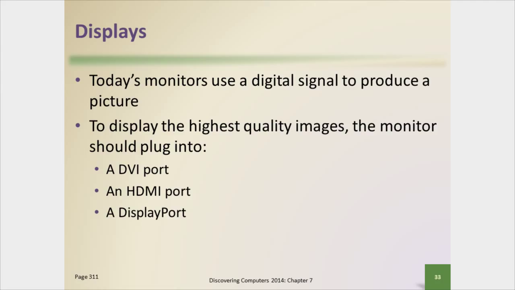Today's monitors use a digital signal to produce a picture, so we're moving away from things like VGA inputs and outputs, I should say, to things like DVI ports and HDMI ports and display ports. My personal favorite, talked about in class, is HDMI. I like it because it includes both audio and video. It's a high quality image. We see that in use with our television displays in a lot of cases.